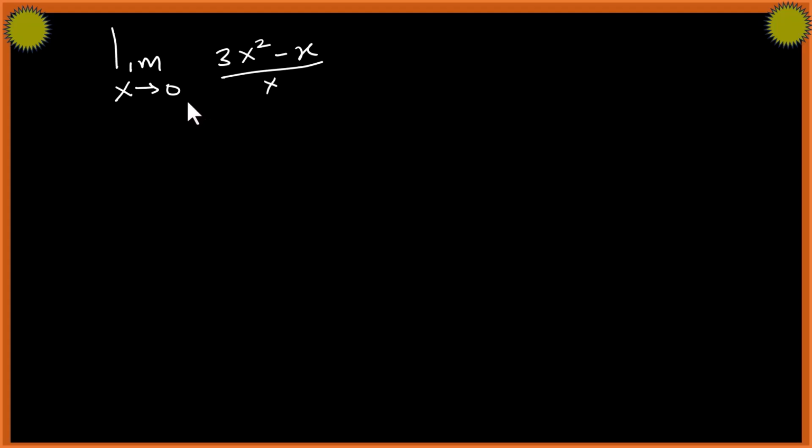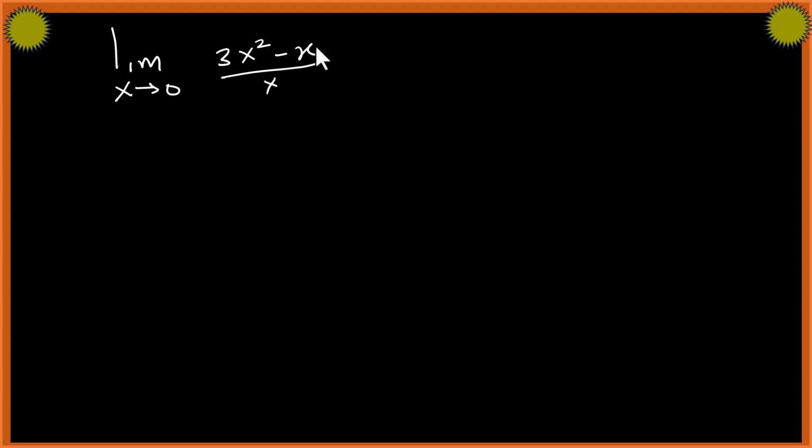So what I'm trying to say is that if we plug in 0 now, this will be 0 minus 0 over 0, which is not possible. So what we are going to do here is simplify this expression before putting in the limiting value here.